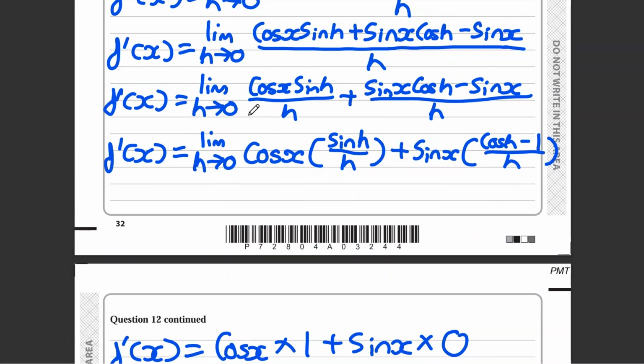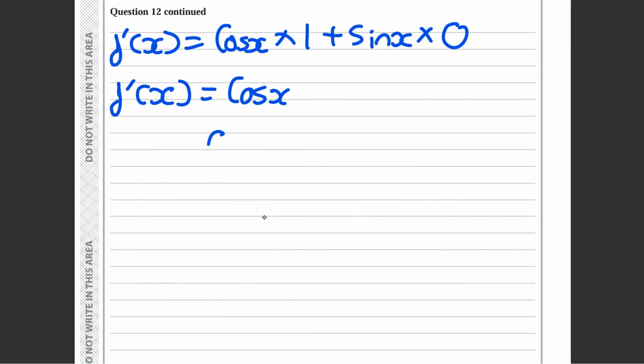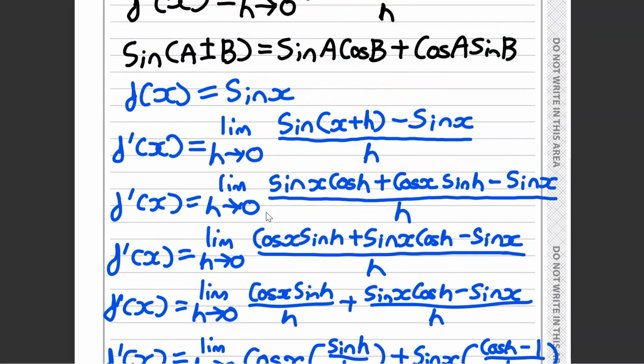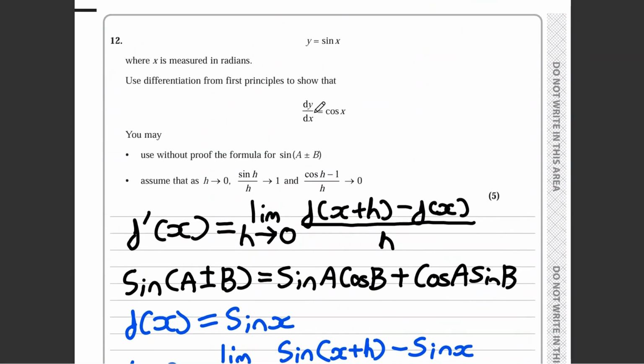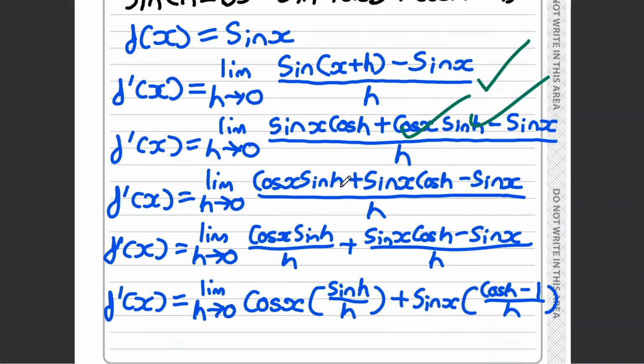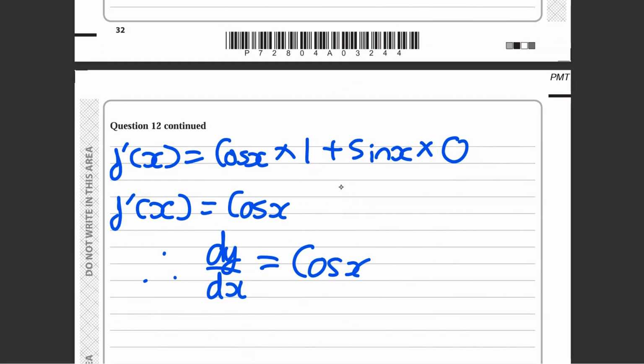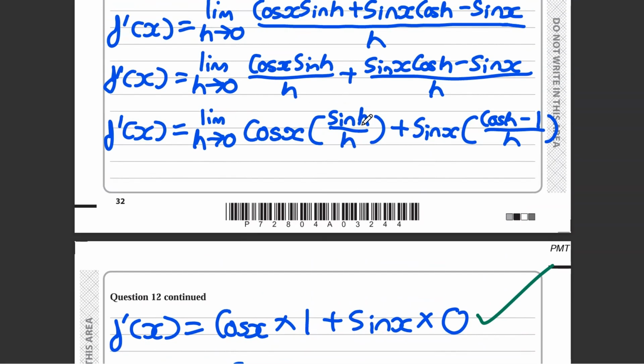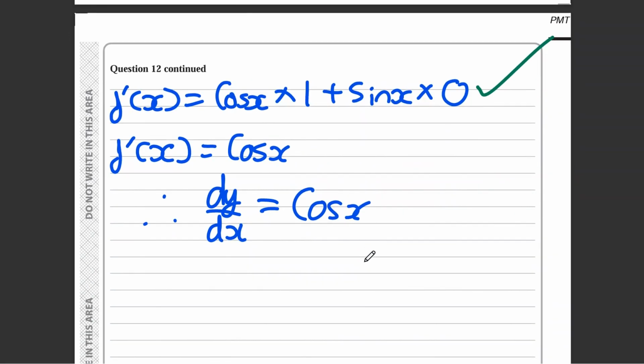As f of x is equal to sin x and f dash of x is equal to cos x, this means that dy over dx is equal to cos x. So we've proved that dy over dx is equal to cos x. In terms of the marks here, you get 1 mark for subbing in sin x for the first principles formula. You get 2 marks for using the addition formula here and getting this line. You get another mark for writing it like this, where you sub out these terms here for 1 and 0, and you get a final mark for saying that dy over dx is equal to cos x.